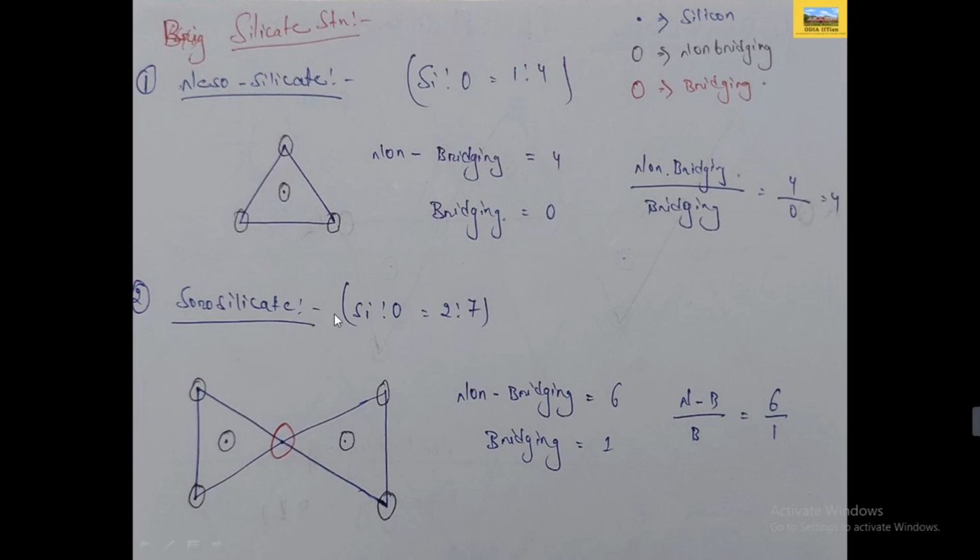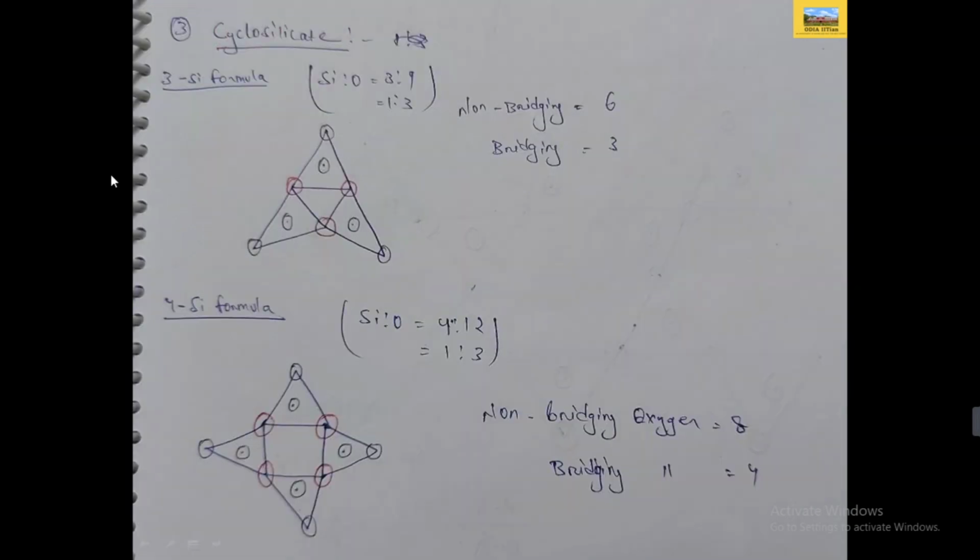Another, sorosilicate. Here 1, 2, 3, 4, 5, 6. 6 are non-bridging oxygen and 1 is bridging oxygen. So non-bridging divided by bridging oxygen ratio is 6. Next, cyclosilicate. In this case, 1, 2, 3, 4, 5, 6. 6 are the non-bridging oxygen and 1, 2, 3 are the bridging oxygen. And we can calculate non-bridging and bridging ratio, also bridging and non-bridging ratio from this data.